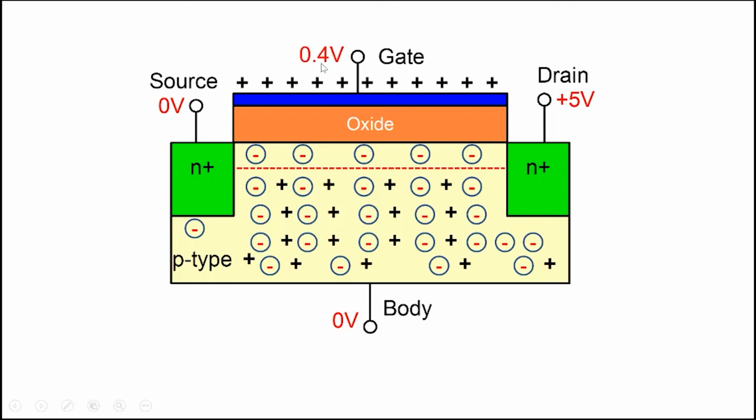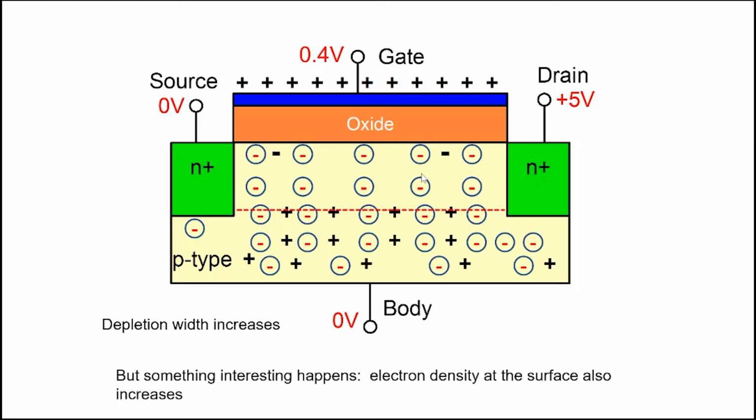Now if you apply a higher voltage, 0.4, the field will become even stronger, even more holes will be removed, and so the depletion region will widen. Right, the depletion region will widen. But something interesting occurs here. The depletion width increases because more and more holes have been removed from close to the surface, and the positive charge is put over here. But something interesting occurs here. And the interesting thing is that the electron density at the surface increases.